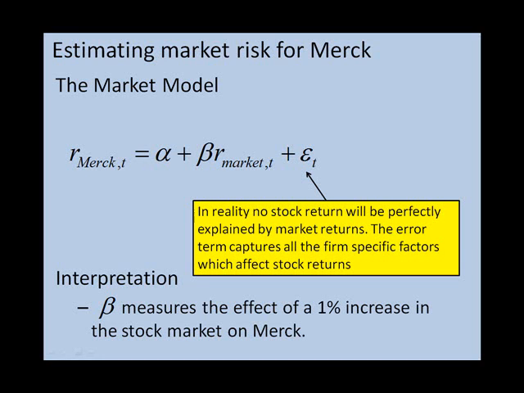And we said that we would estimate market risk, or beta, using what we call the market model. We will run a regression where the dependent variable is the returns on Merck and the independent variable is the returns on the market. When we run this regression, beta, which will be estimated, is our measure of market risk. In other words, how does Merck respond to a change in market returns? Estimating betas is actually very simple in Excel, so let's do that now.